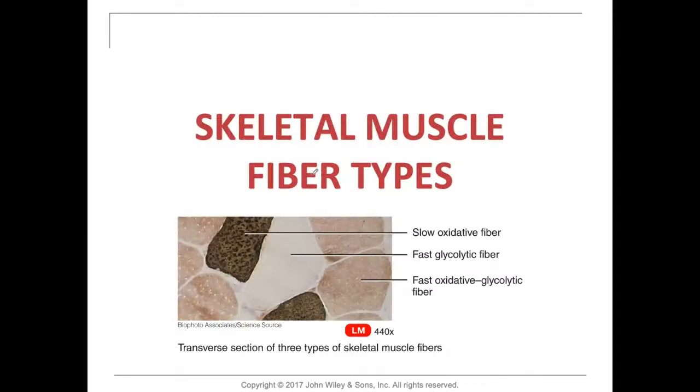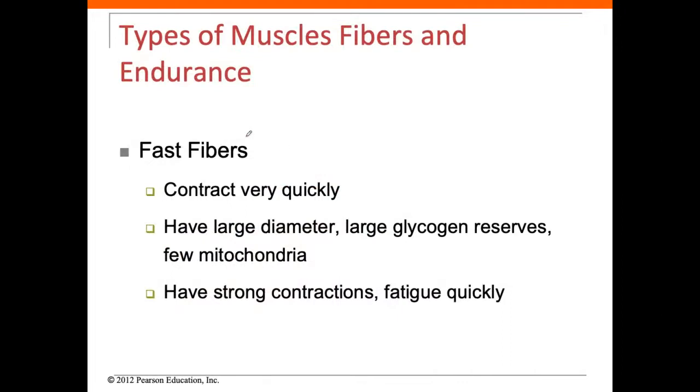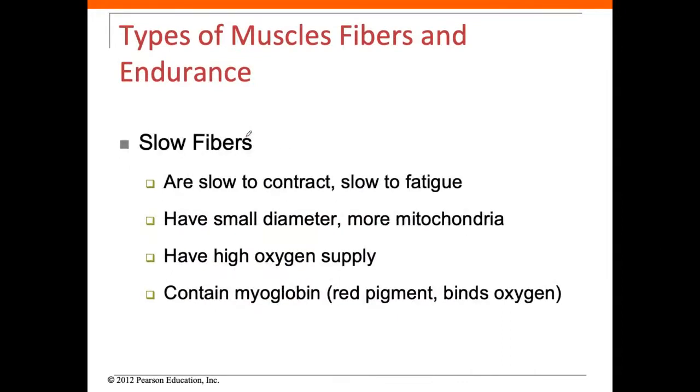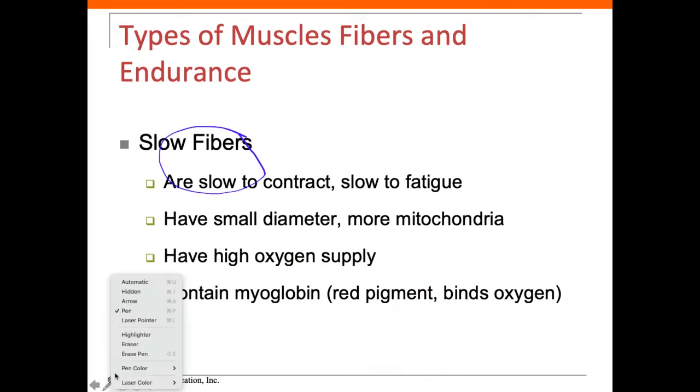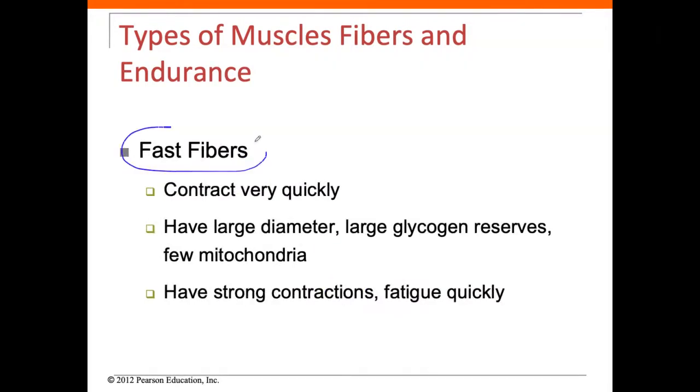Now let's finish up with muscle fibers. We have different types of fibers. We have fast twitch fibers and we have slow twitch fibers. These slow twitch fibers are also known as red fibers. Let's see if I can bring this up here. These are red fibers, whereas the fast twitch fibers, these are white fibers. They don't have lots of blood.